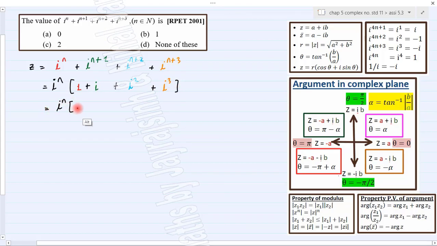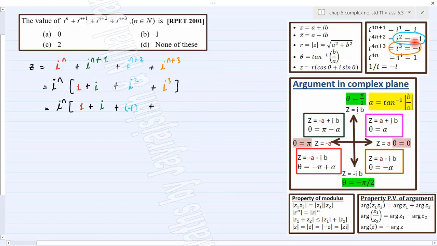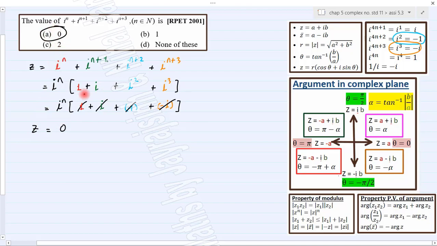Now, your first and second term will be as it is. We know that i square is simply minus 1, so let's substitute minus 1. And the value of i cube is minus i, so let's write down minus i over here. So here 1 and minus 1 will cancel out, and i and minus i will cancel out. So your complex number is simply 0, which is given in option A. Ta-da!